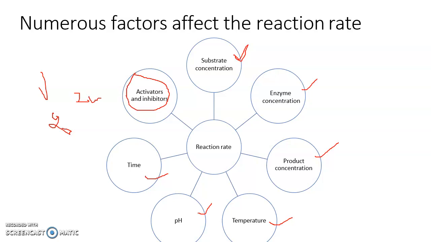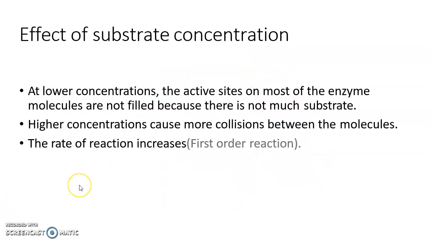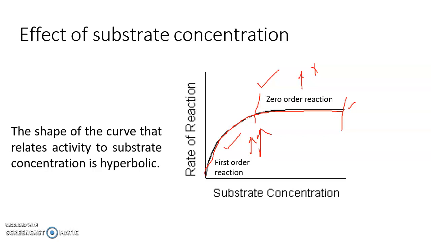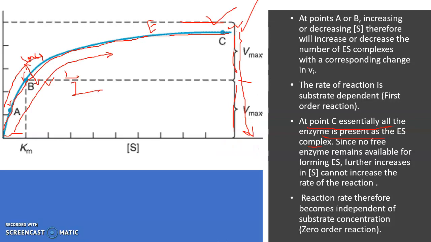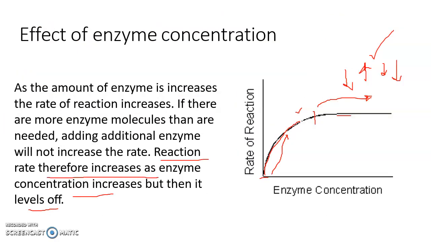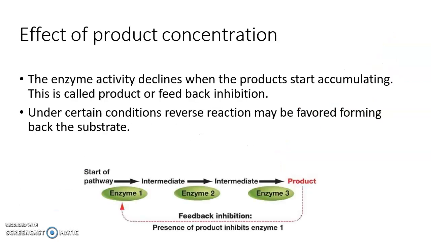Then go to the next slide. Substrate concentration is over, and the effect of substrate concentration, this is the graphical representation of how substrate concentration affects enzyme action. Then Km and its significance are also completed. Then the effect of enzyme concentration.